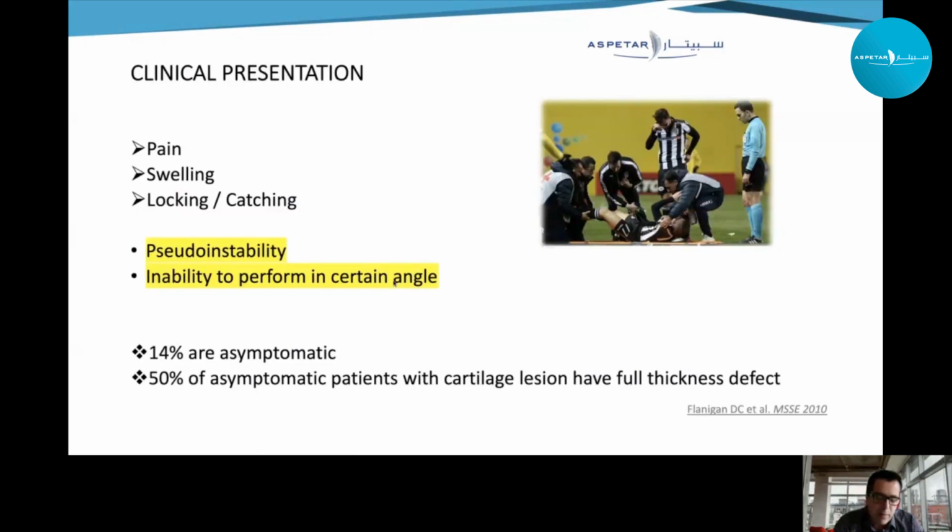Typically, when we deal with a patient who we are suspecting has a cartilage defect in his knee, mostly in his knee, but in other joints as well, typically these patients are coming with pain, swelling, or locking or catching, or combinations of these things.